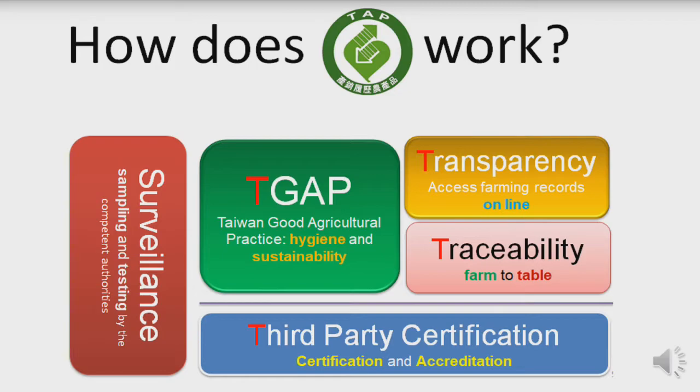So TAP has replaced the GAP already. So what is TAP about? How does it work? TAP is Taiwan Good Agriculture Practice, especially for hygiene and sustainability. And you can see transparency from the farms, so you can access the farming records online, and traceability, just as I mentioned, from farm to table.